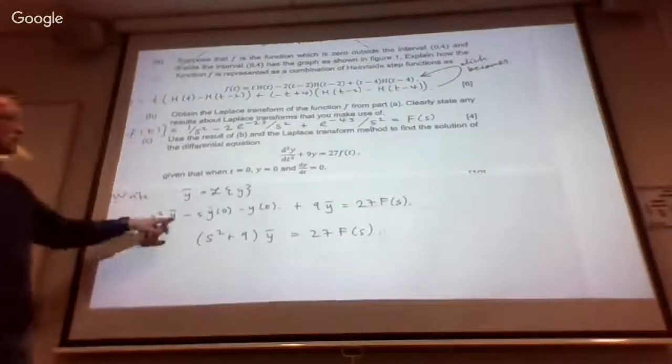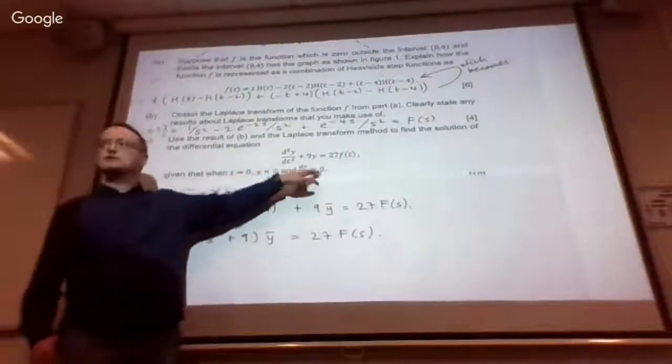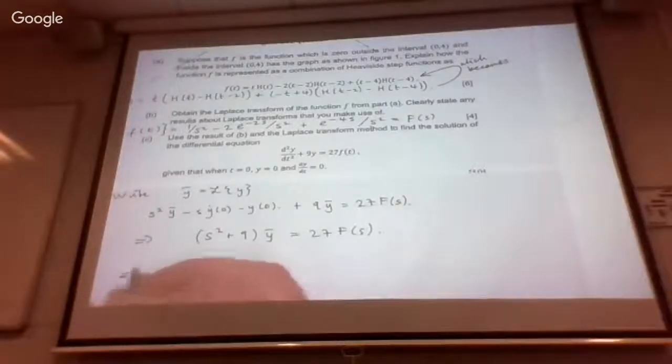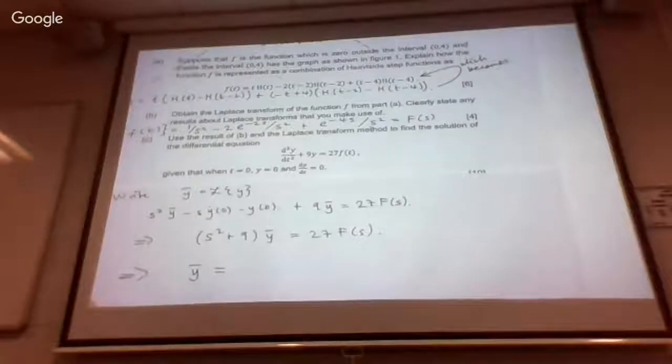Well, it's got s squared y bar and 9y bar. And these two are going to disappear because they're both 0. So our function y bar, now I'll bring back in, I'll split f apart here.